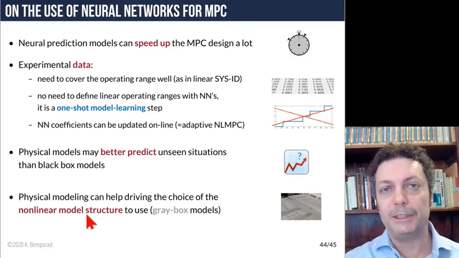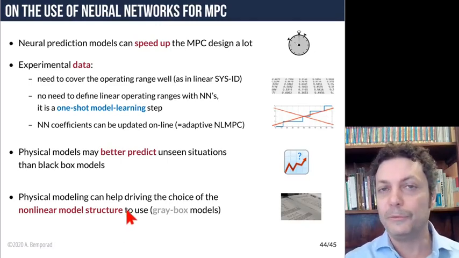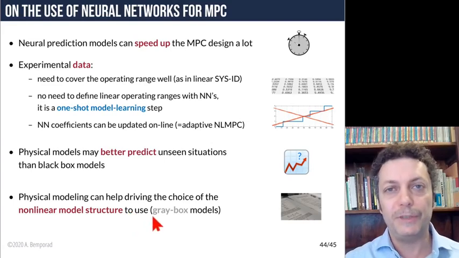Maybe you don't design just one general black box neural network, but you can give a structure to the model. For example, use a mix of physics and neural networks for the part that you don't want to model with physics, or you can use combinations of linear models and nonlinear neural models to get a prediction model. So you have all kinds of configurations you can use, and often physics helps decide the right structure.